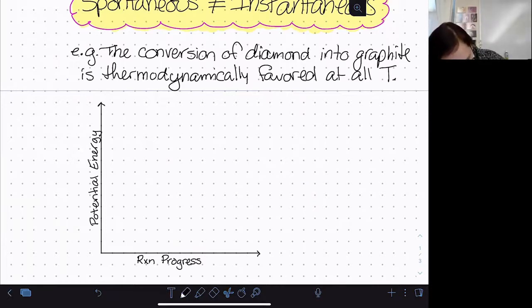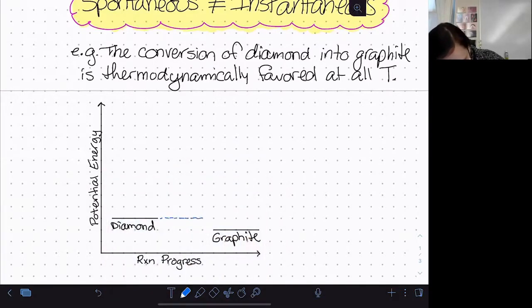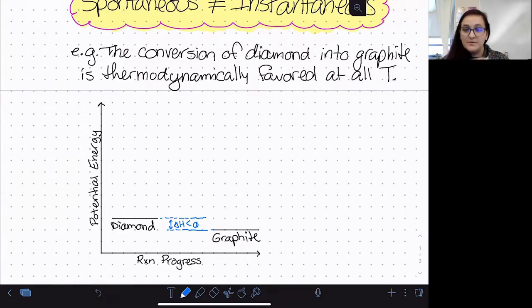So in the case of diamond and graphite, we have diamond here. Graphite is a little bit lower in energy. So this is a negative delta H. We're starting at a higher energy, ending up at a lower energy. Graphite is also higher in entropy. There are fewer connections between your carbon atoms, so they're able to move around more, which is more microstates. So we have a higher entropy in graphite as well.